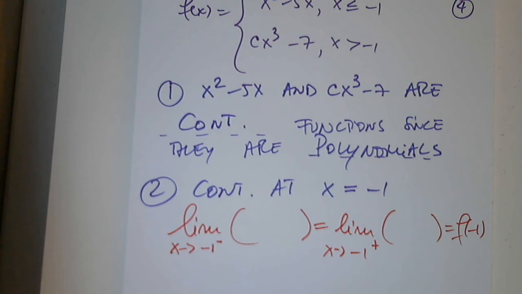You can write the general definition first if you want, and then plug in this, but you will be writing it twice. This is sufficient to me. If you put the correct branch here and the correct branch here, I know you know the definition of continuity at the point, and that's all I care about. So then, what do I have here?